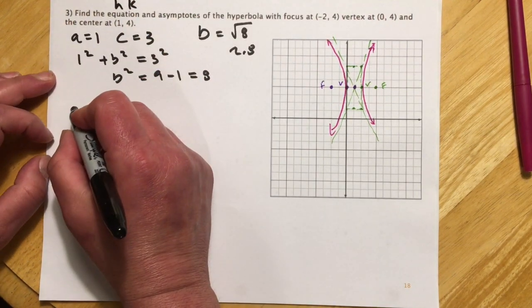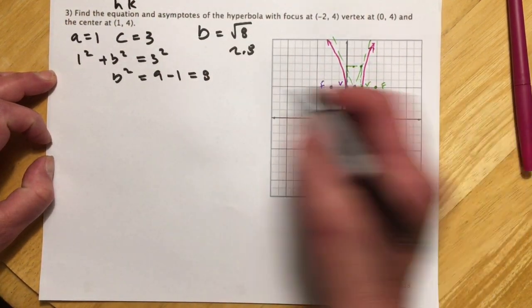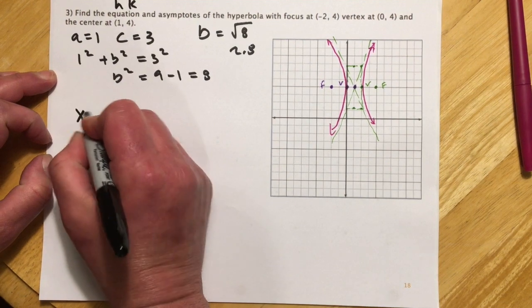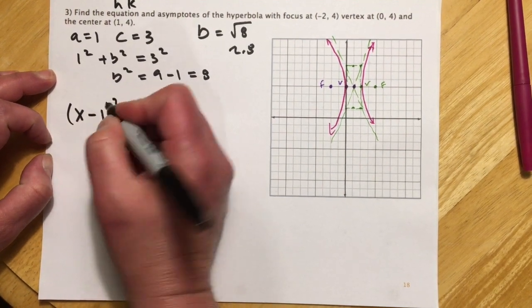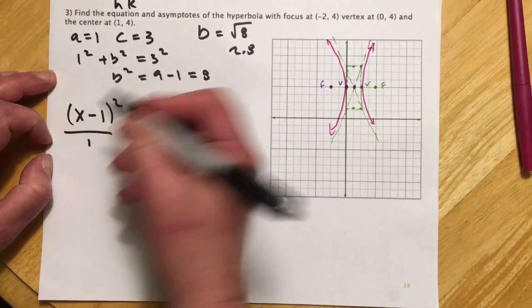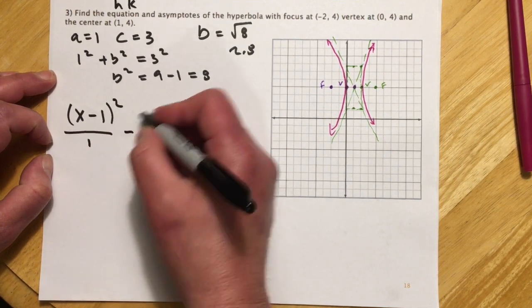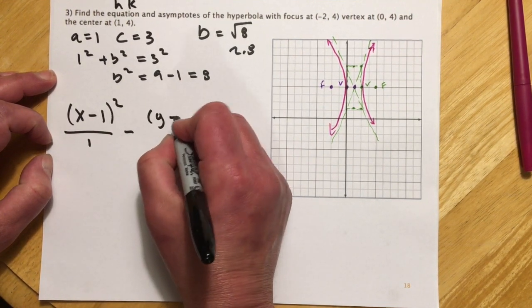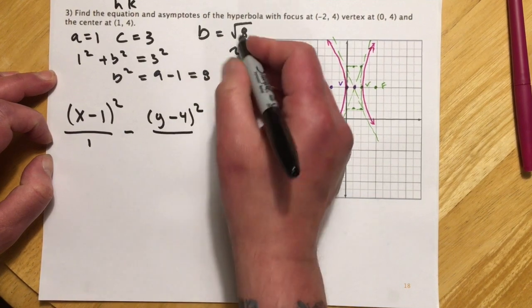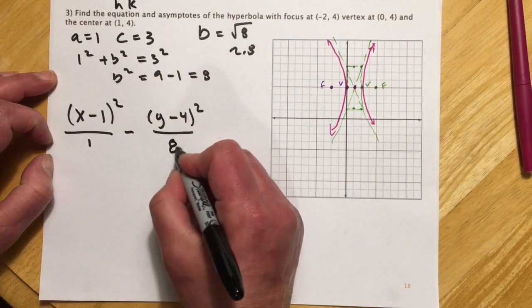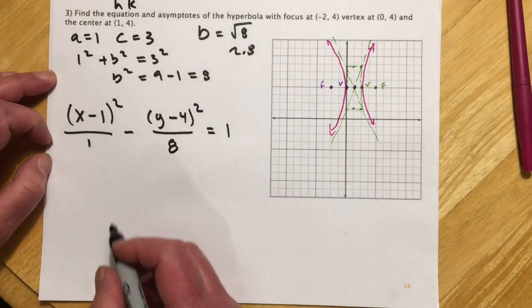Okay, so then to get our equation, our center was at, that's our h, k right down there. So this one, everything's transverse in x, so we'll lead with x. So (x minus 1) squared over a squared, which is 1, and then minus (y minus 4) squared over b squared, which was 8, equals 1.